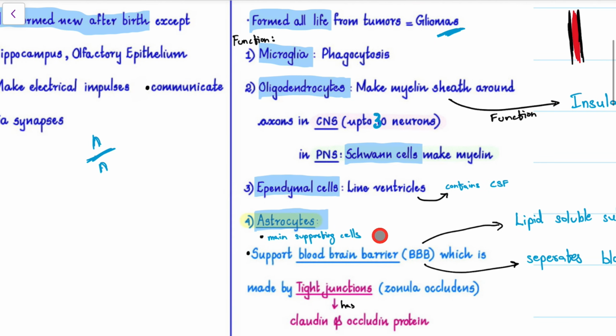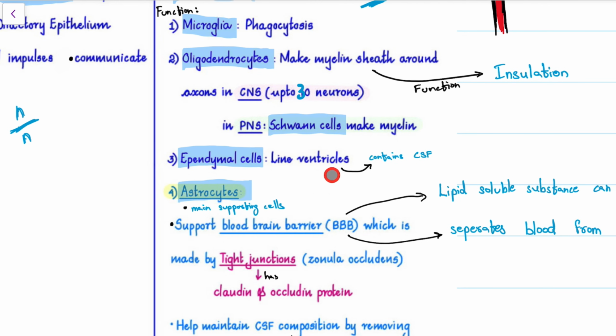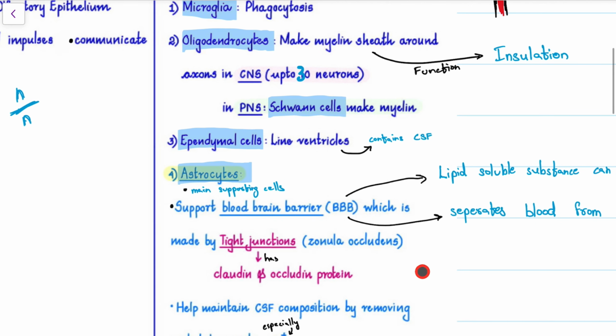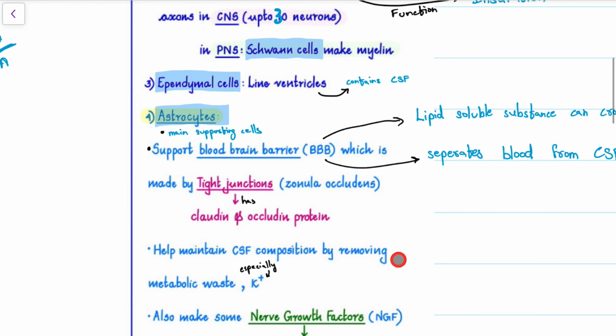And then there are the ependymal cells. These line the ventricles. Ventricles, not the heart ventricles, but the spaces between the brainstem and the brain. So over there, the ependymal cells are there, which contain CSF. And then there are the astrocytes. These are the main supporting cells. And what is its function? It basically supports the blood-brain barrier.